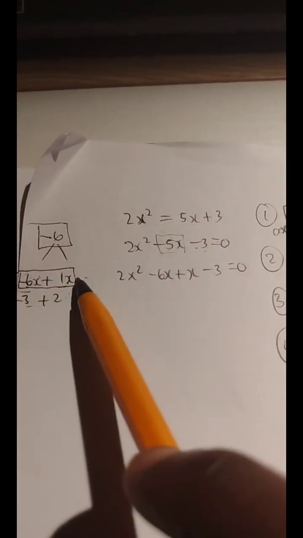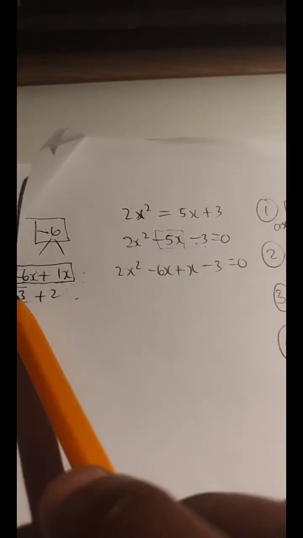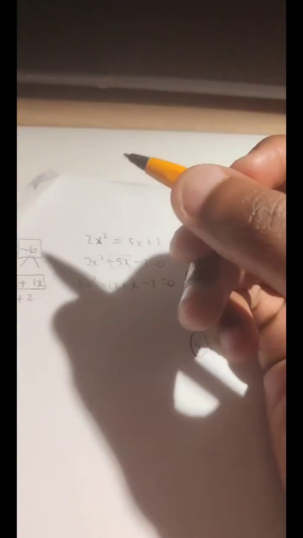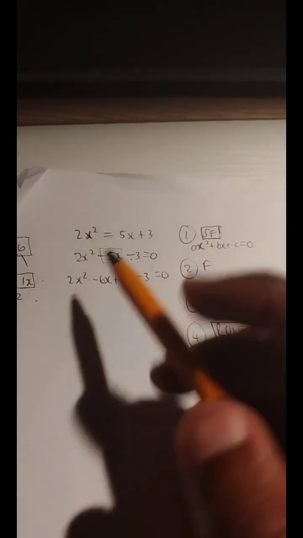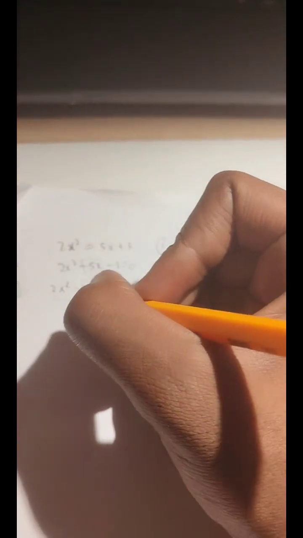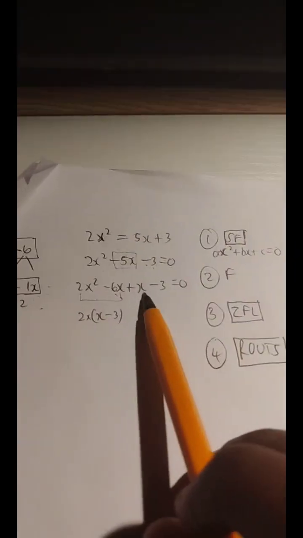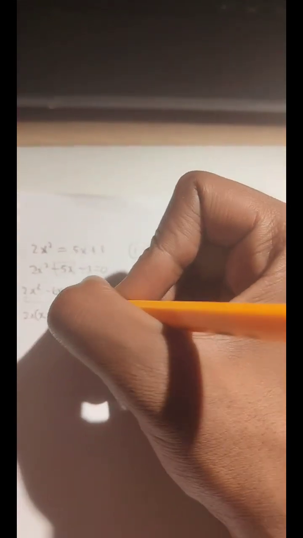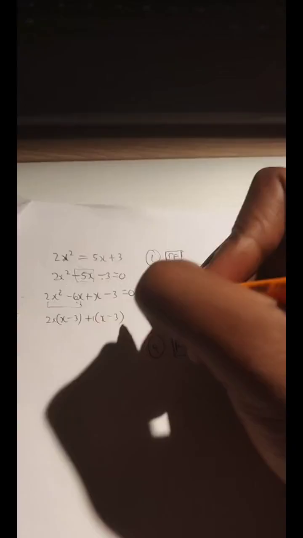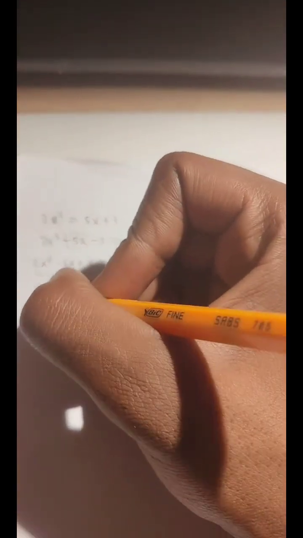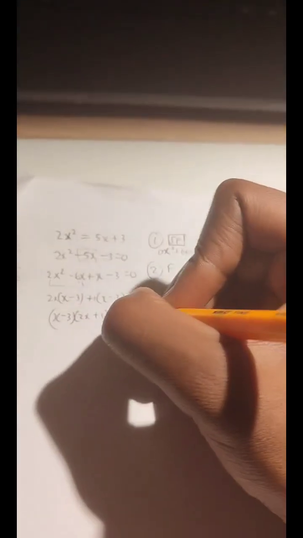So we assign x next door, and then we replace the negative 5x with negative 6x plus x. There, we apply the grouping method. The highest common factor between these two is 2x, so we have x minus 3. The highest common factor here is positive 1, which leaves us with x minus 3. Then we have a common bracket, x minus 3. We take it out, and what's left over on the left is 2x, and on the right is plus 1, which is equal to 0.